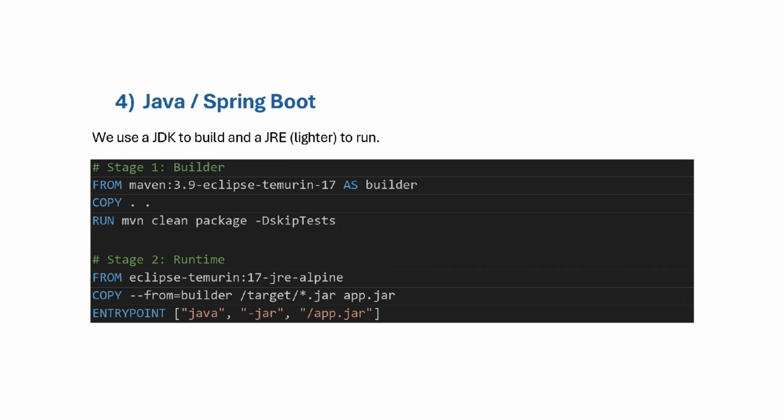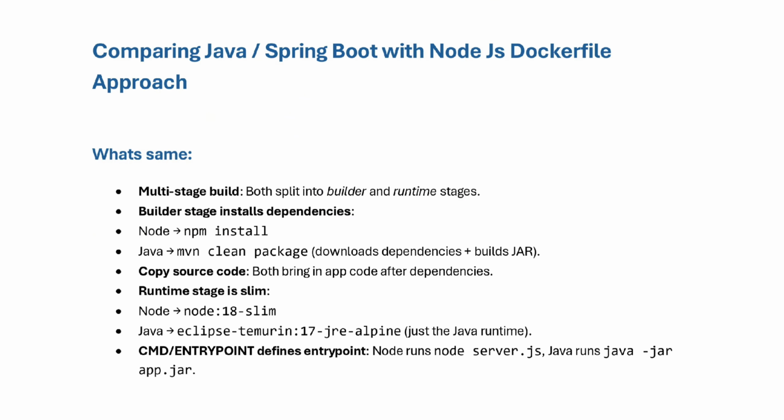Now let's understand the Dockerfile of Java or Spring Boot. It's the same. We are taking an example of a multi-stage Docker build for Java or Spring Boot. Stage 1 is the builder, stage 2 is the runtime. We use a JDK to build and a lighter JRE to run. Let's compare the Java Spring Boot Dockerfile approach with the Node.js one.